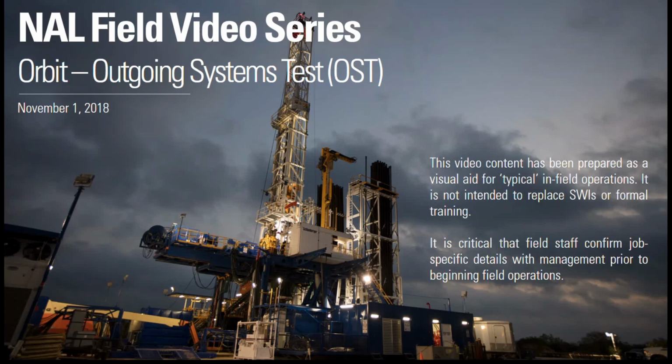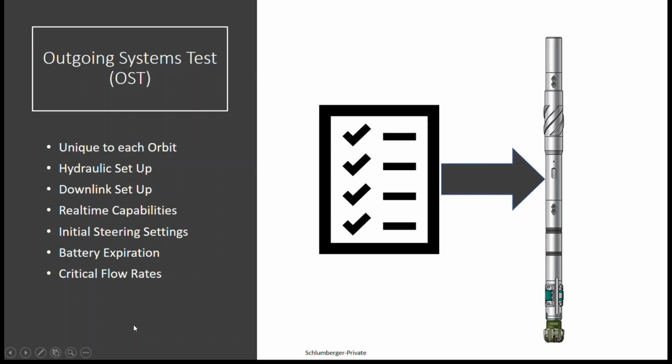This video's main goal is to break down the outgoing systems tests created in the shop for each orbit that gets shipped to the field. The outgoing systems test, better known as the OST, is unique to each and every orbit. So each orbit that goes to the field has its own OST sheet.